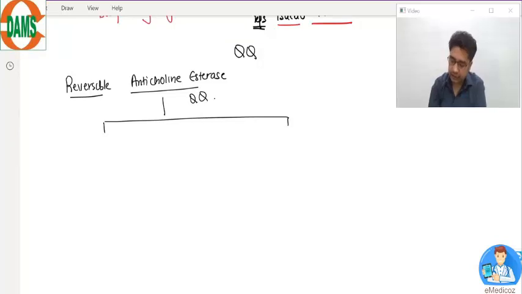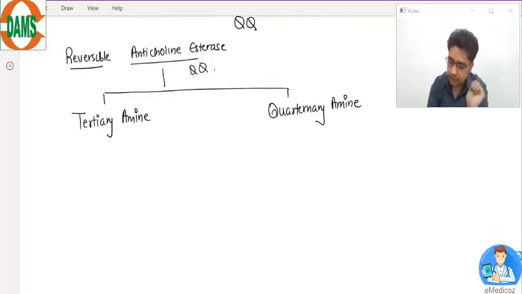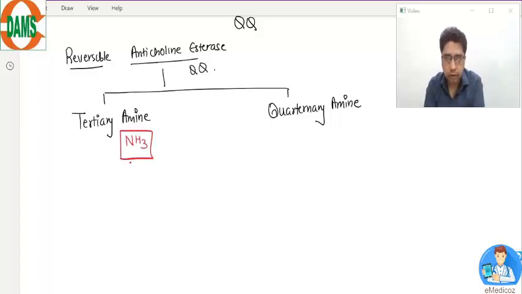You will write either they are tertiary amine or they are quaternary amine. Now let's understand this part, it's very important for you. Tertiary amine means there is a nitrogen and this nitrogen is having three bonds. Do you agree with this part? Tertiary amine, nitrogen with three bonds. What about quaternary amine? Quaternary means there are four bonds, nitrogen with four bonds.